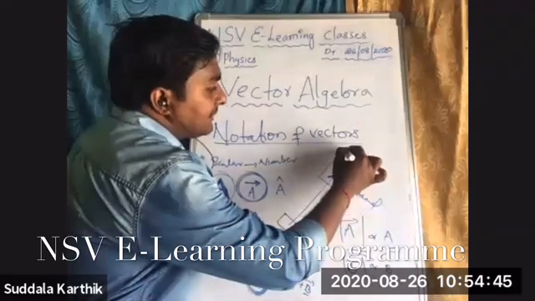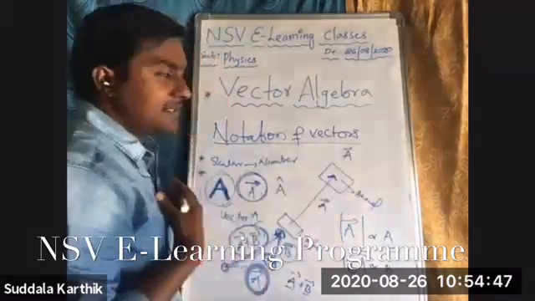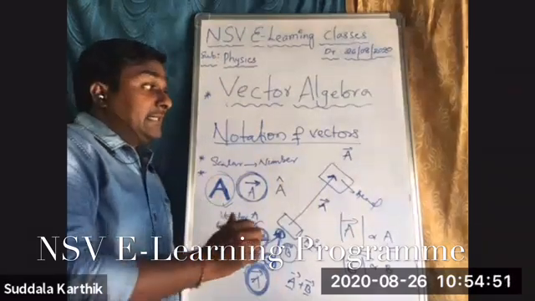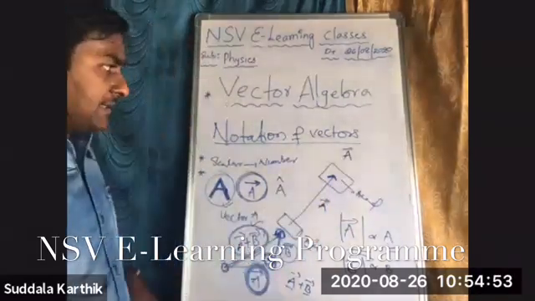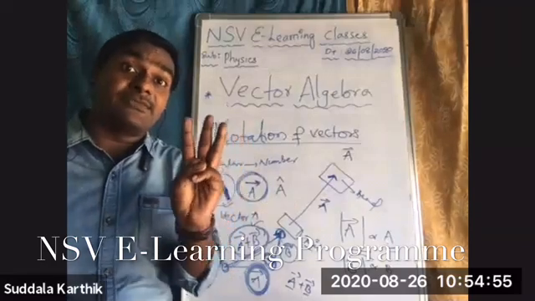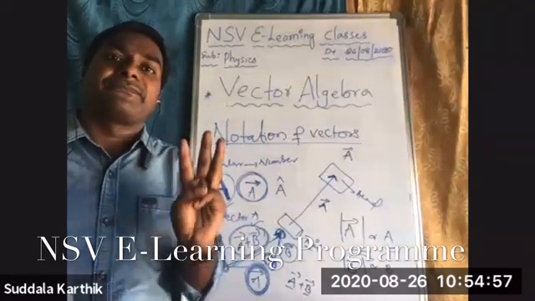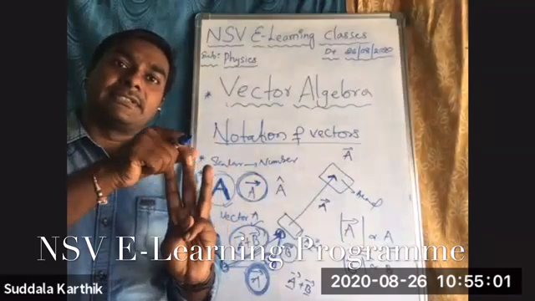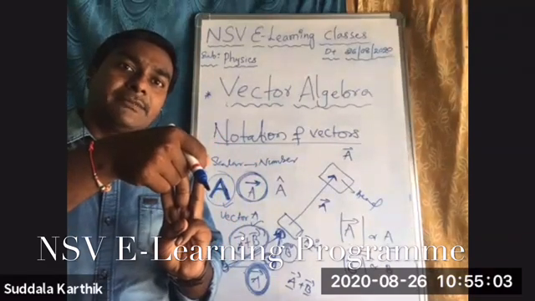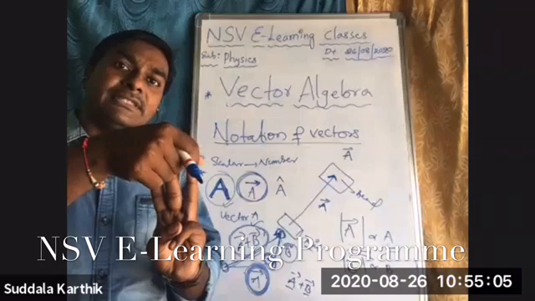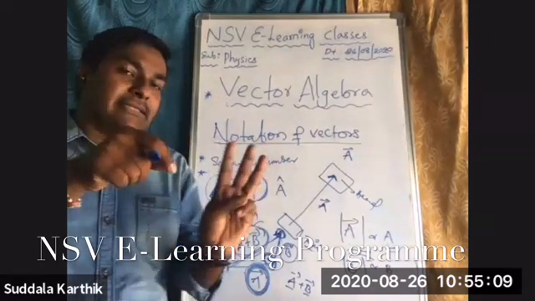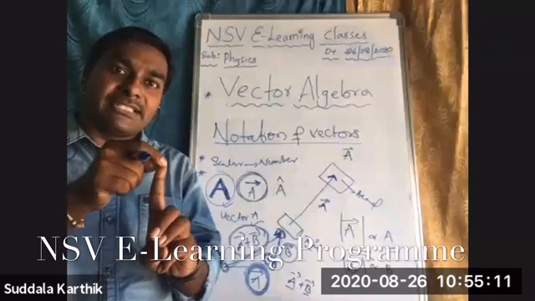A bar is nothing but a vector. I am considering one vector. Just now we have discussed, we have three different types of motions under kinematics. First one is one-dimensional motion. Second one is two-dimensional motion. Third is, tell me, three-dimensional motion.